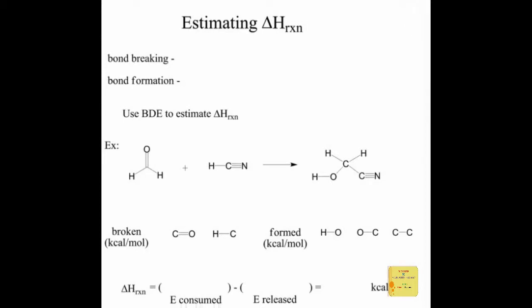Now we can estimate the delta H of a reaction, whether it's going to be an exothermic or an endothermic reaction, by taking a look at the types of bonds that are being formed in the reaction and the bonds that are being broken. Now one of those processes, bond breaking and bond forming, requires energy, and one of those processes produces energy, releases energy. And it's very common for students to have a misconception on which is which, or not a firm grasp on which is which.